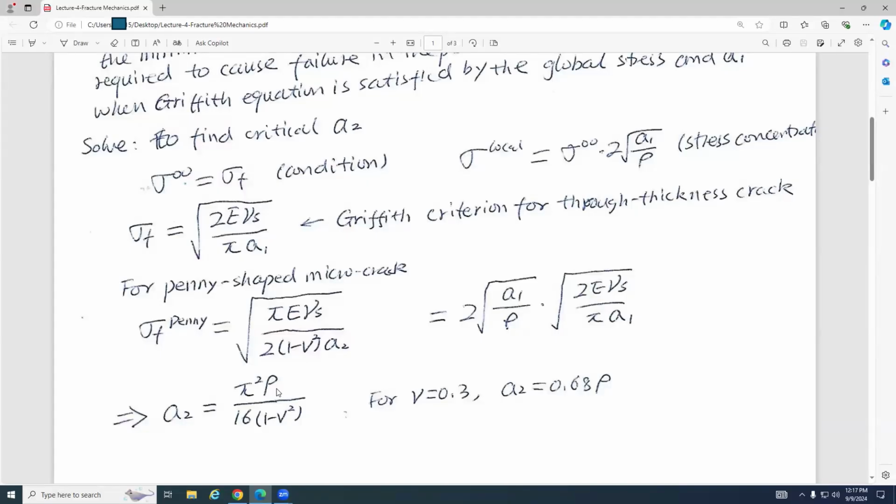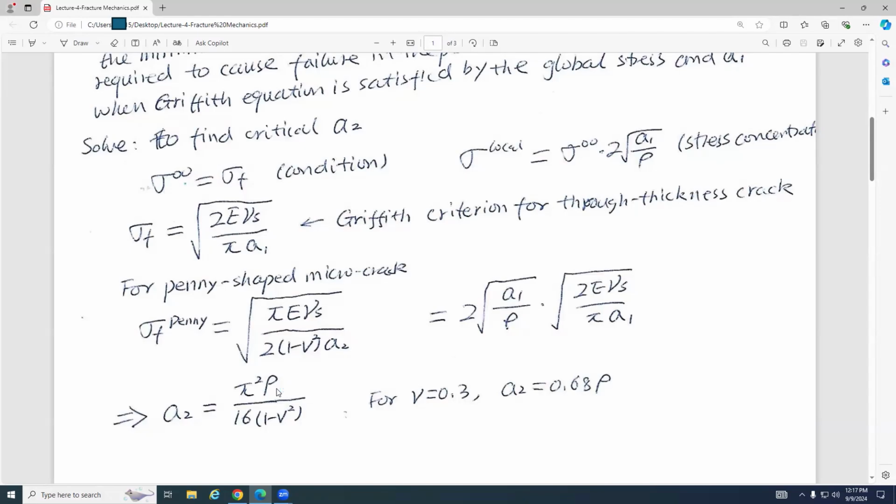For this one, I know sigma f for the bigger through-thickness hole crack. I want sigma f equals sigma infinity. So based on sigma f, for the local stress I get sigma local equals sigma infinity, which equals sigma f multiplied by the stress concentration factor. Then I want this sigma local to equal the sigma f of the penny-shaped crack, because I want to see under what condition my penny-shaped crack grows, right? So I just equate the two.